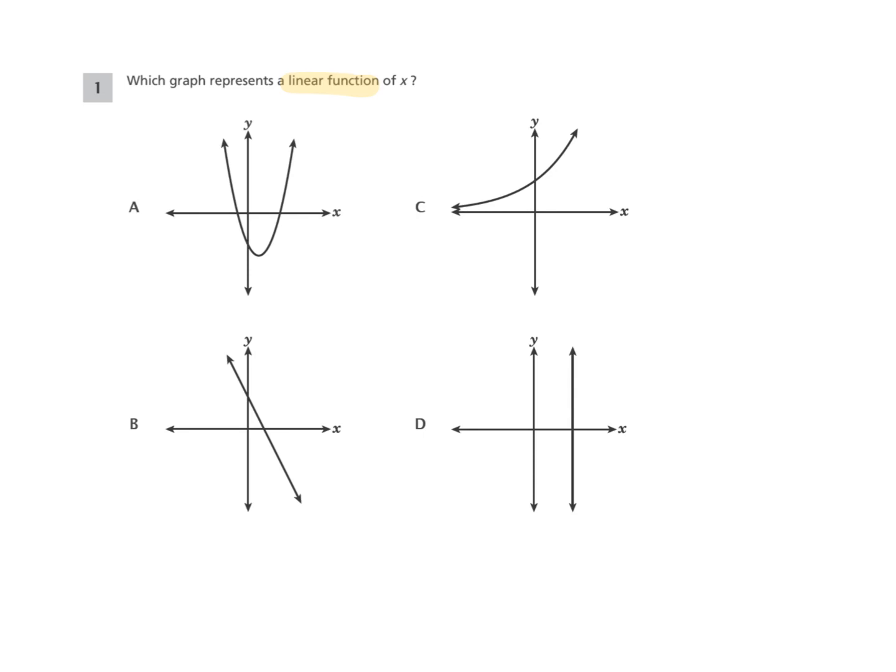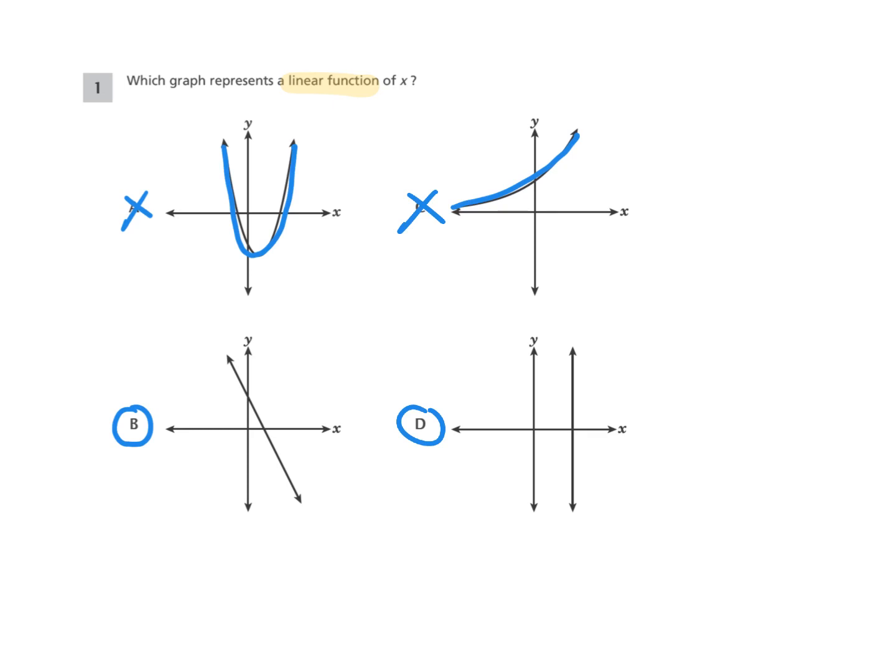A, we can quickly dismiss. Why? Because this is a curve. It's not a straight line. It's not linear. B, we can't dismiss right away. C, we can quickly dismiss for the same reasons as A. It's not even a straight line. And D, we cannot dismiss right away. This leaves us with two answer choices, B and D.